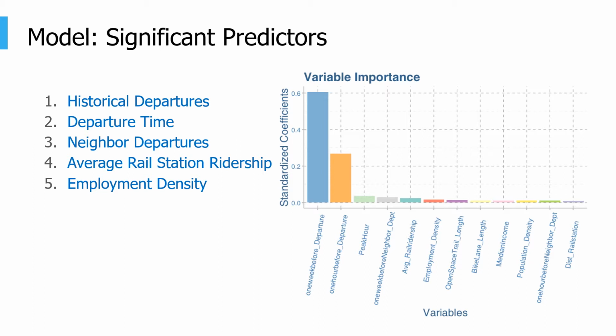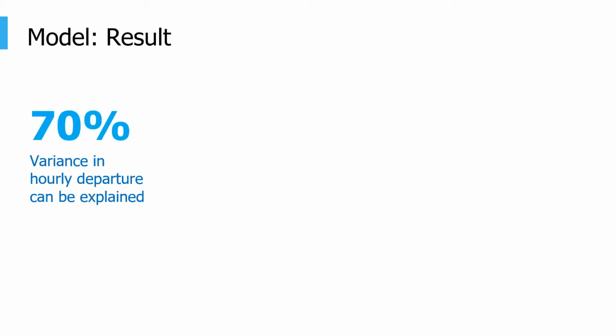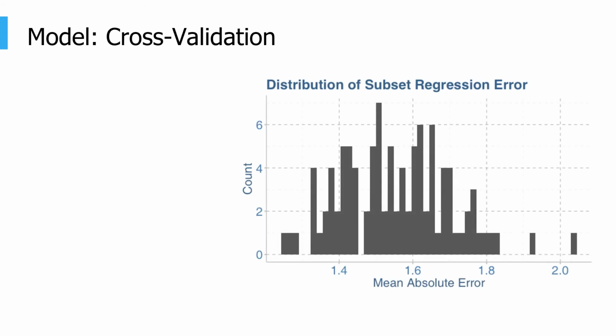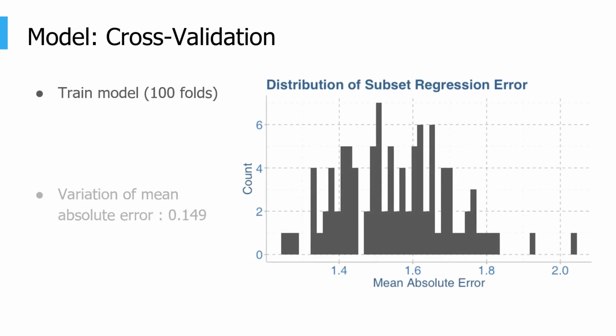The model explains 70% of the variations in hourly departure, suggesting strong explanatory power. But as shown in the scatter plot, our model underpredicts stations with extremely high departures. To test the generalizability of our model, we did 3 validations, all of which suggest that our model is generalizable. First, the 100-fold cross-validation shows that the average error concentrates around 1.55, indicating consistent predictive power across different observations.